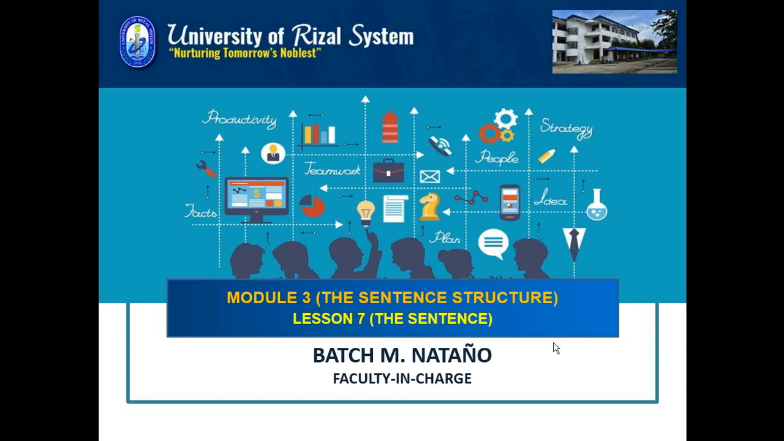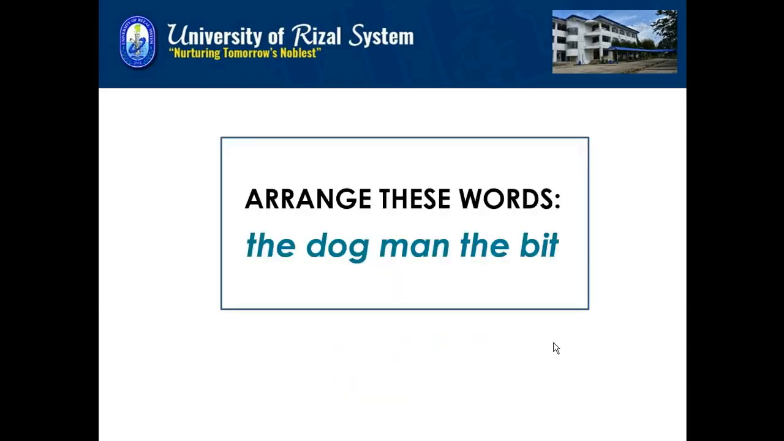For this afternoon, what we'll be tackling is sentence structure. Although all of us here are already aware of the structure of the sentence, there is still a problem when it comes to the arrangement of words. There's still a problem with how we arrange the words in a given sentence. I have here shuffled words: the, dog, man, the, beat. Anyone here who can create a sentence out of these shuffled words?